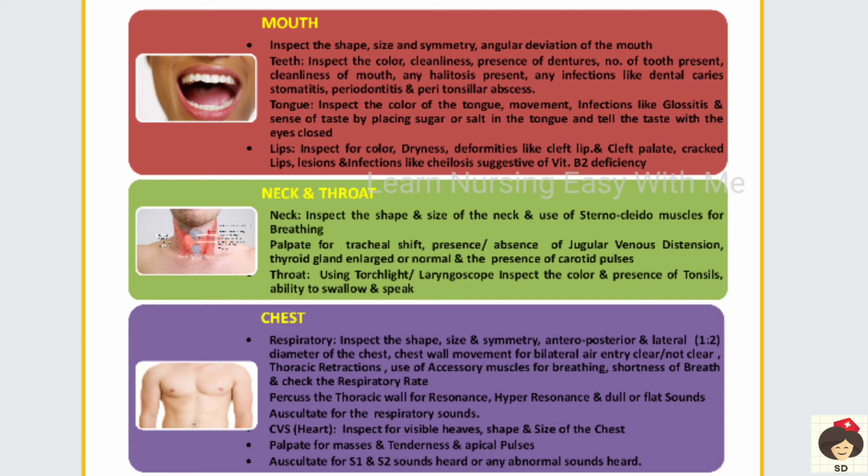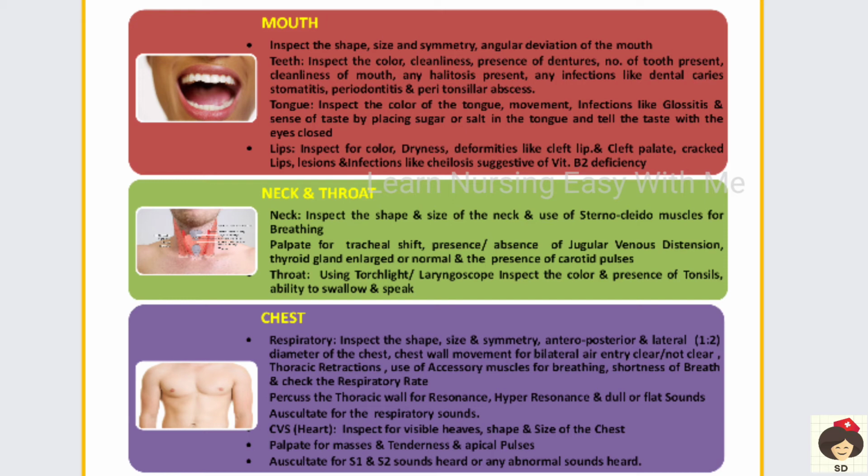You also have to check for thoracic retractions, that is both sides of the chest moving, and the use of accessory muscles for breathing. Sometimes patients who have shortness of breath may use diaphragmatic muscles. All muscles will be used more for breathing, so you have to check that. If the patient is having shortness of breath, you also have to check the respiratory rate while inspecting the chest.